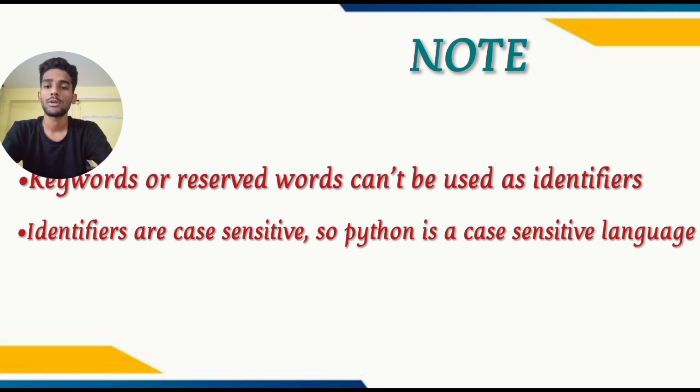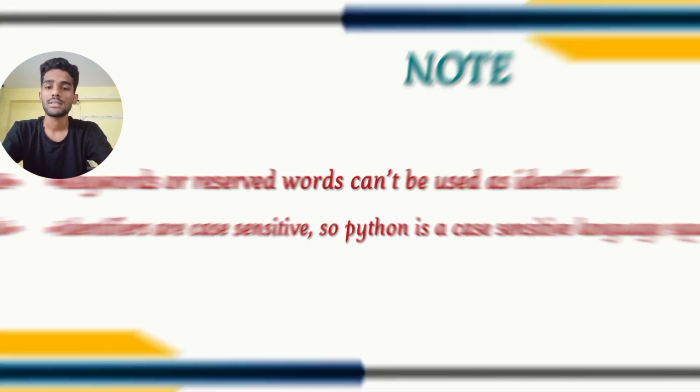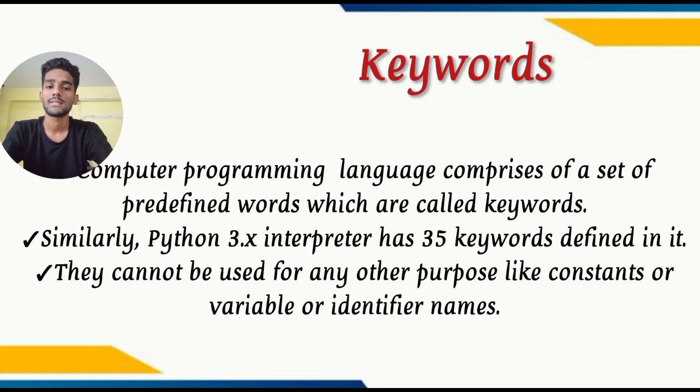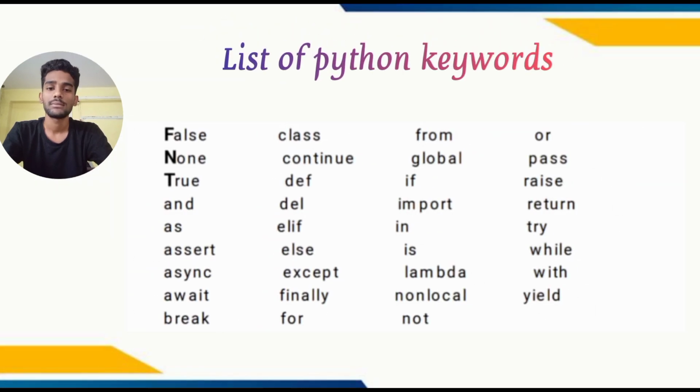Let's have some note points on these keywords and identifiers. Keywords or reserved words can't be used as identifiers. Identifiers are case sensitive, so Python is a case sensitive language. Keywords: a computer programming language comprises a set of predefined words which are called keywords. Similarly, the Python 3.x interpreter has 35 keywords defined in it.